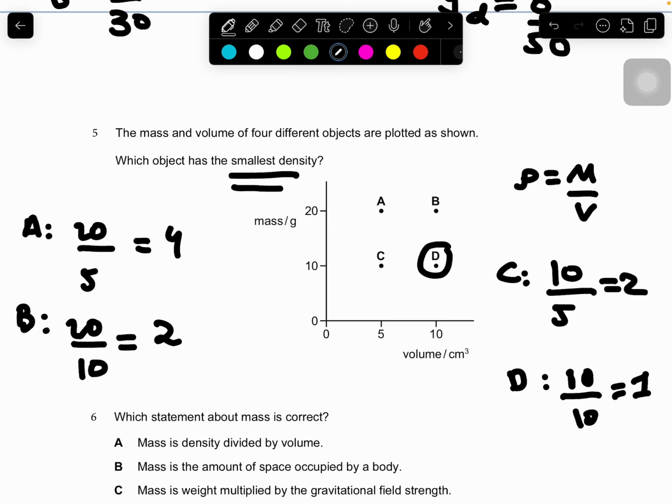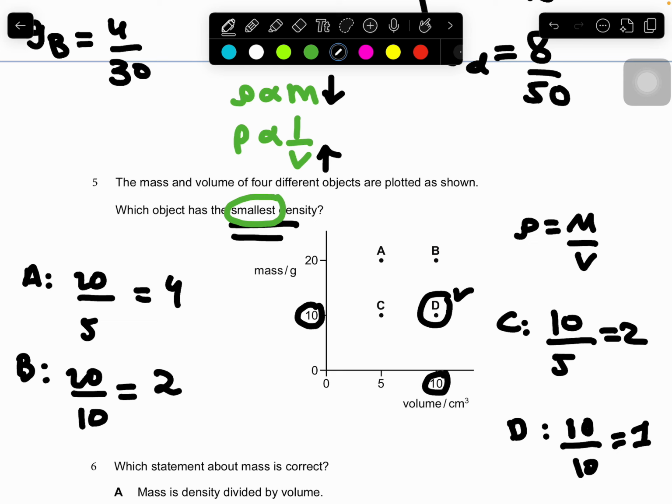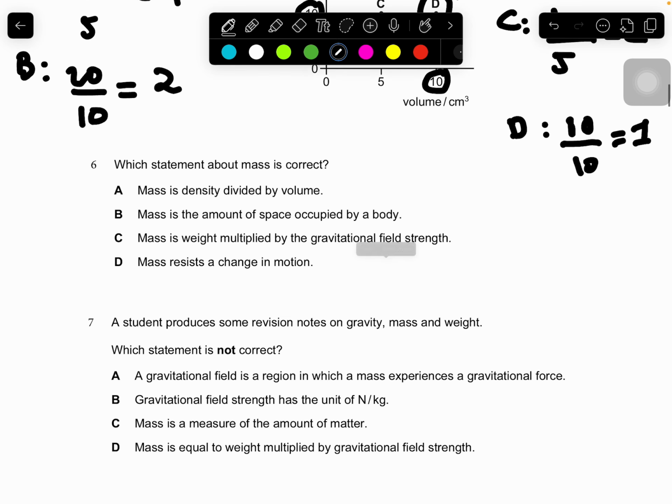You can either compute these numbers, or another way is by the relationships that we learned. We learned that density is proportional to mass, and it's inversely proportional to volume. So for the smallest density, you would need the smallest mass and the highest volume, right? So you would need the smallest mass, which is 10, and the highest volume, which is 10, and that is part D. So you can either do this by computation, or you can just look at the relationships that we learned. Okay. Which statement about mass is correct?